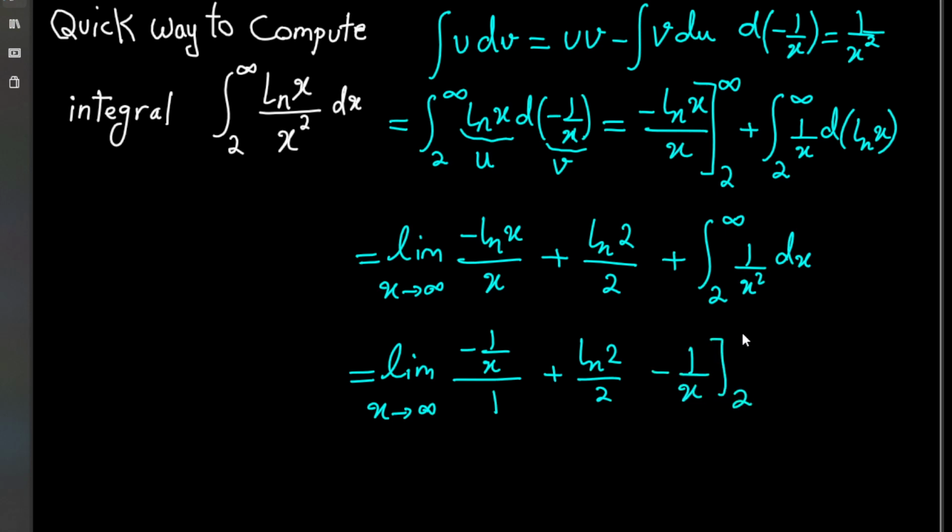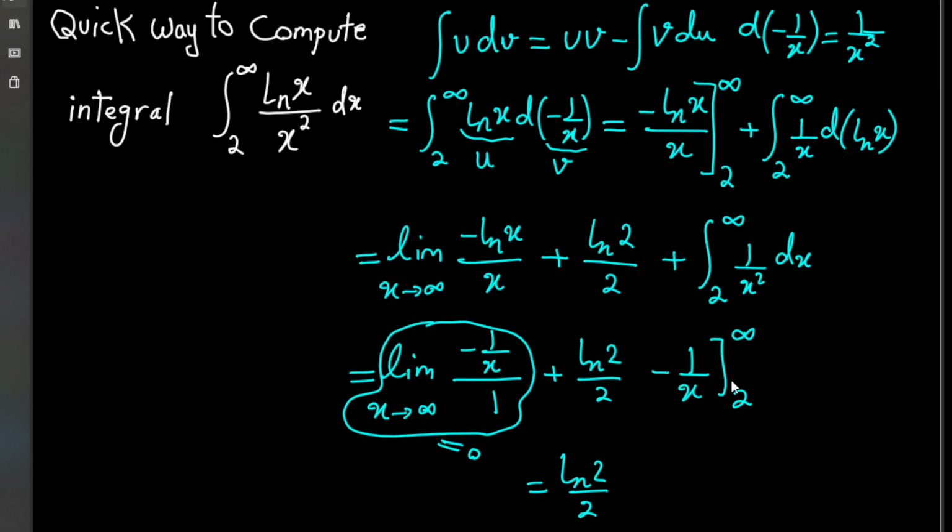from 2 to infinity. In this case, this limit is effectively the limit of negative 1 over x. When x approaches infinity, the denominator goes to infinity, so the whole thing goes to 0. This is equal to 0. Let's keep the ln 2, so we have ln 2 over 2. And for this one, we have negative 1 over infinity, and that becomes 0.